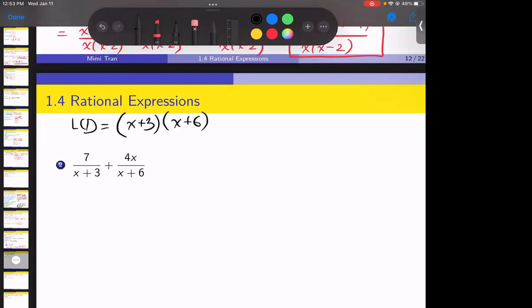Let me remind you, LCD is something after you completely factor and you multiply them together. That's it. So what should I multiply the first one by? Yeah, the same thing over there. Let me rewrite this. 4x over x plus 6. Make sure you put parentheses like that. And then the second one, missing x plus 3, right?